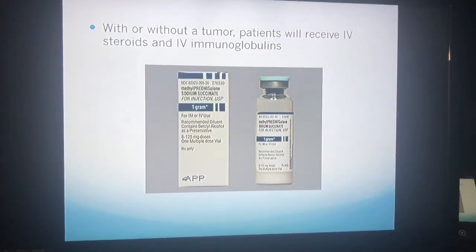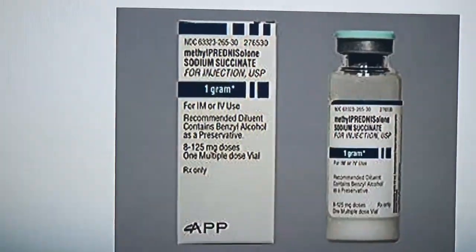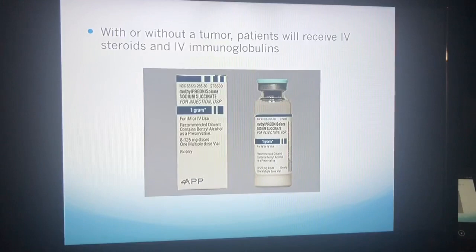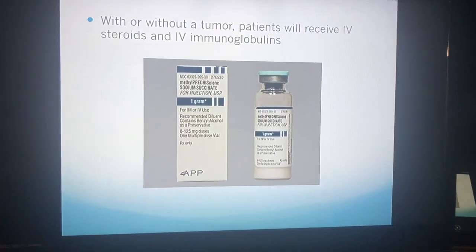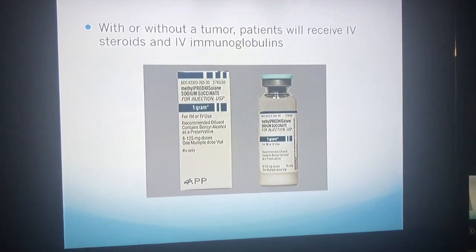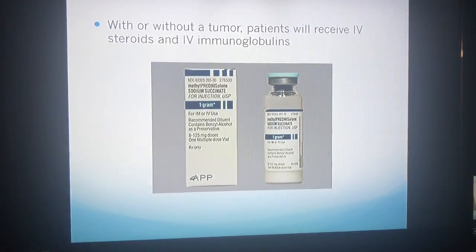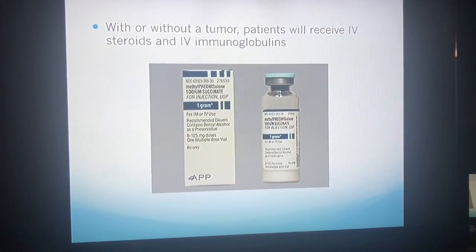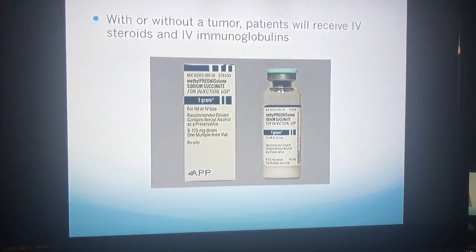So with or without a tumor, patients will receive IV steroids and immunoglobulins. Immunoglobulins primarily reduce the level of synthesis of endogenous antibodies that are attacking your system and arrest further neuronal damage. Approximately 50% of patients who receive these first-line treatments will see improvement within 4 weeks.